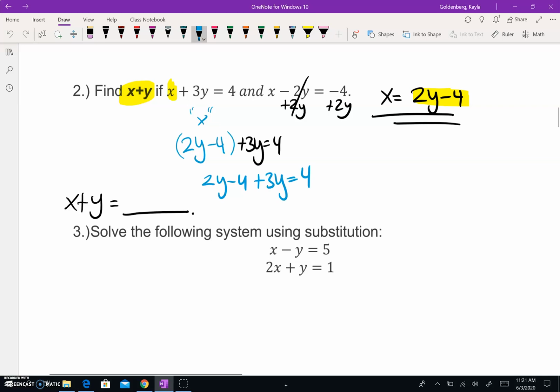Notice there's no distribution in this one. There's no coefficient like the first example. Combining my like terms, I have 5y's take away 4 equals 4. If I add 4 to both sides, I have 5y's are equal to 8. So y is equal to 8 over 5.